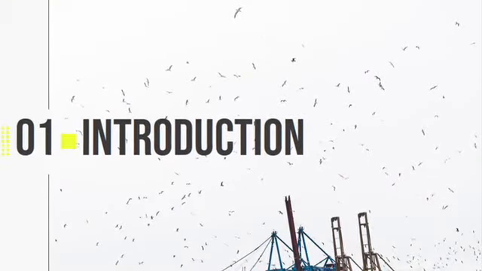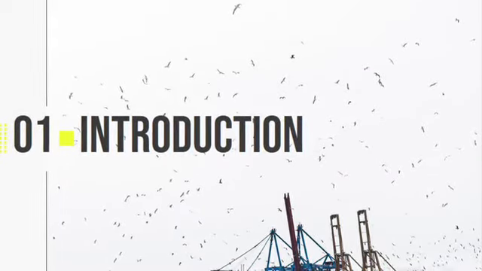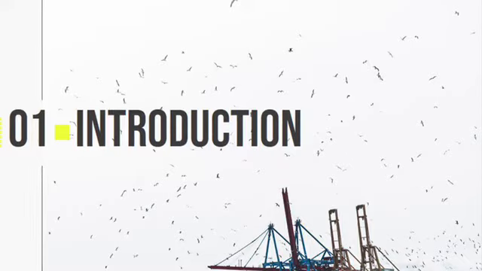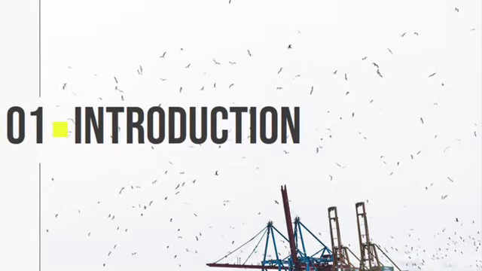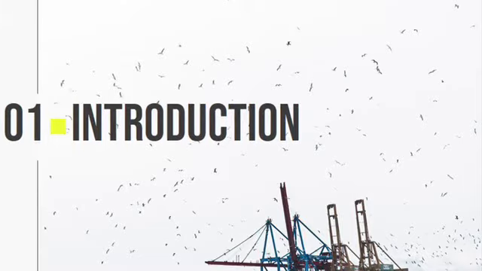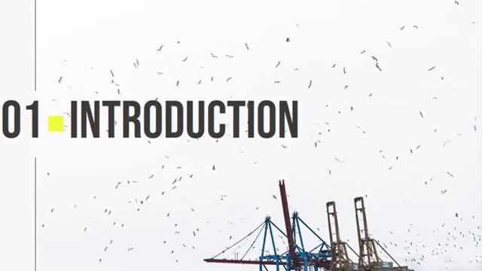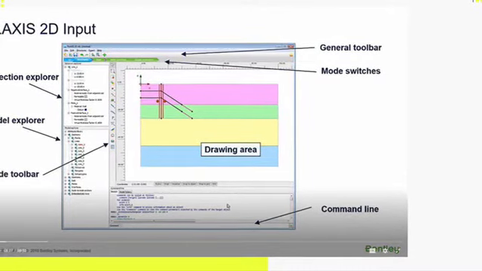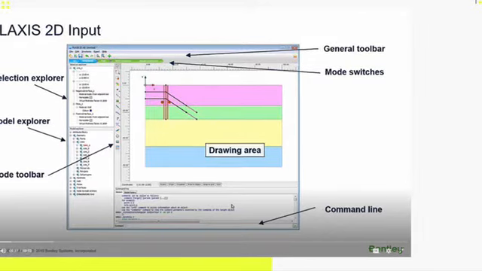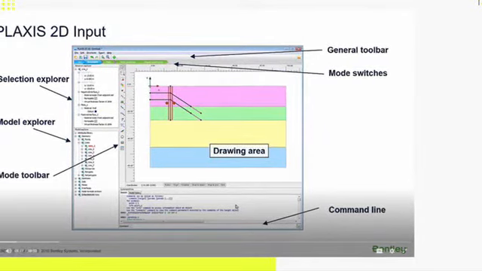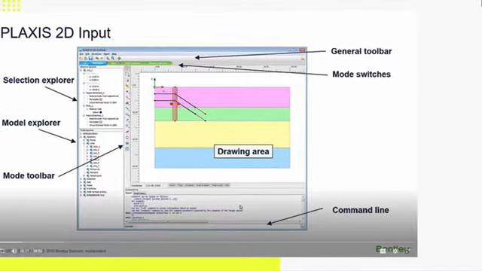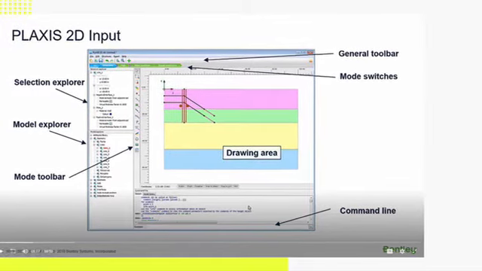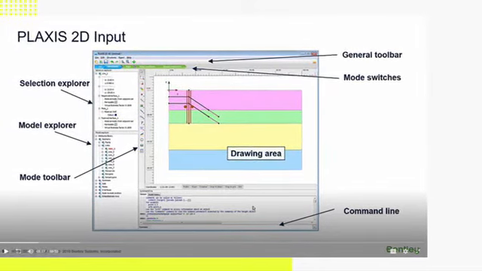So here, what is Plaxis? Plaxis is an FEM package for analysis of deformation and stability. Why do we use Plaxis? Because Plaxis is equipped with features to deal with various aspects of complex geotechnical problems. Next here is the Plaxis input. On the left hand side is the Selection Explorer, Model Explorer, Mode Toolbar, and the up area is the general toolbar, mode switch, and also there is a drawing area and a command line at the bottom of the software.